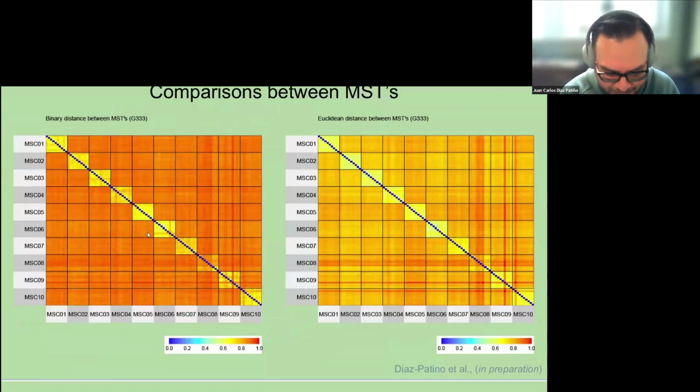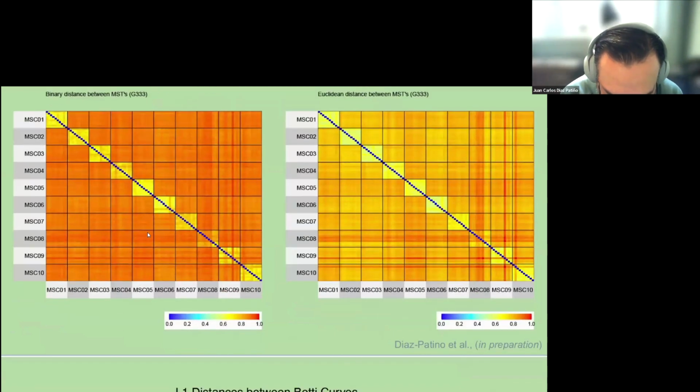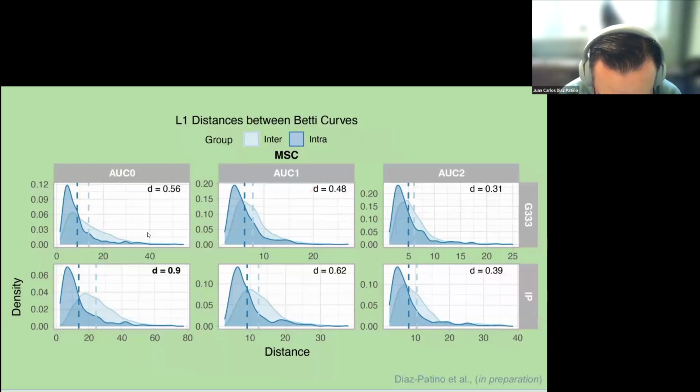I'm almost going to finish my talk right now. We found that the variability within the same subject, within subjects, is lower than the variability between subjects that are drawn here, the means of each of the comparisons. So this is the Cohen's d value, and in this case we have a lot of differences between the comparisons of the minimum spanning trees.